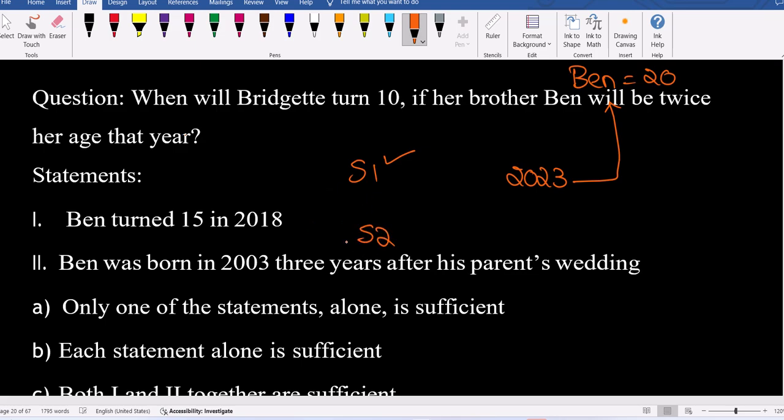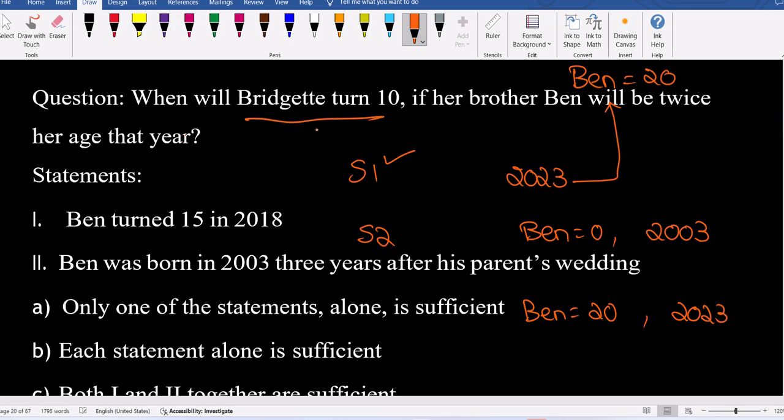Statement two alone, don't ignore. One alone, okay. Two alone also you try. Ben was born in 2003, 3 years after his parents' wedding. So Ben's age is 0 in 2003. Bridget's age doubled is Ben's age. Ben will become 20 in 2023, the year Bridget will become 10. So statement two alone is also possible. The answer is each statement alone is sufficient. One alone you can answer, two alone also you can answer when Bridget will become 10.